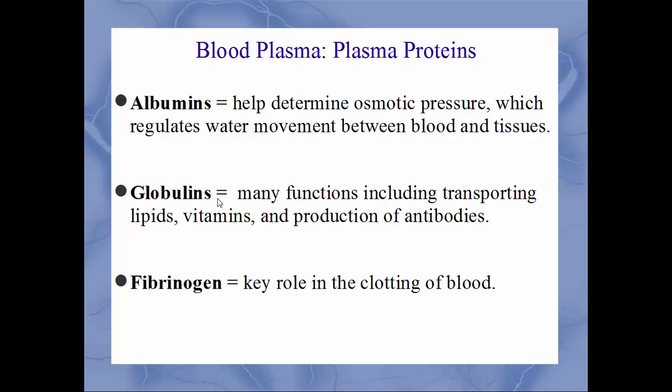The globulins, this has many functions, but the key ones are to transport lipids and vitamins, but also with the production of antibodies. The formal name for an antibody is a immunoglobulin. And again, we'll talk about that when we get to the lymphatic system. And the last one, fibrinogen, has a key role in the clotting of blood, which we'll talk about here next.